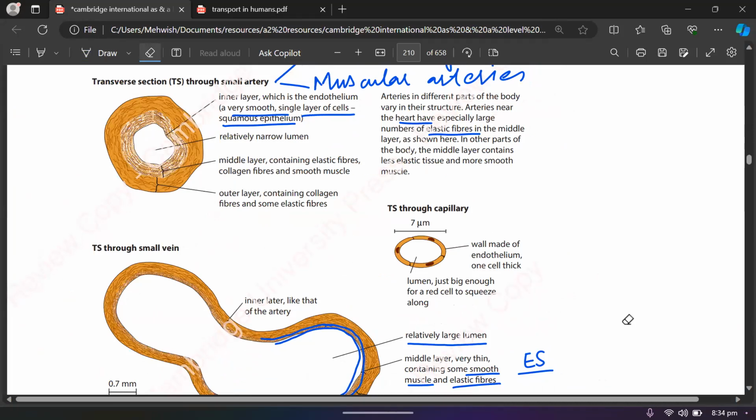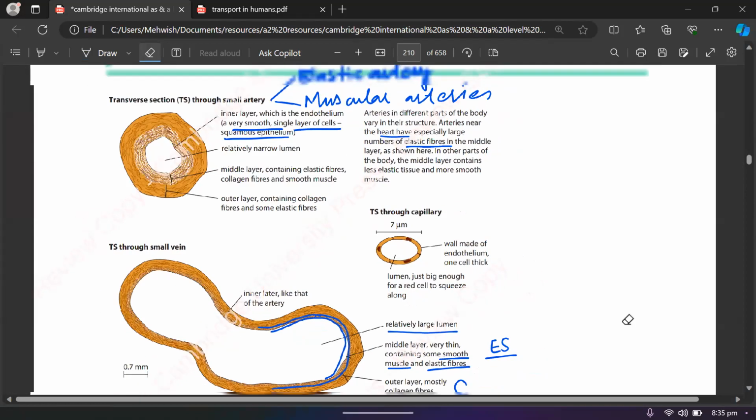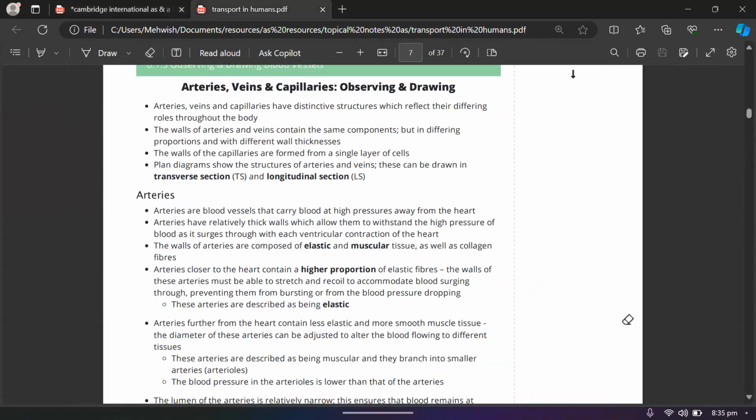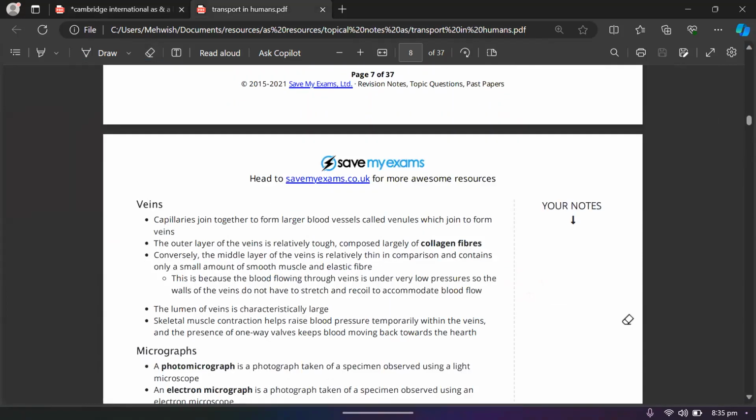Epithelial cells are basically of four types: squamous epithelium, which are flat epithelial cells, cuboidal, ciliated, and columnar. They are the four types of epithelial cells. The cells that make up the lining of the capillary and the inner lining of the vein are called epithelial cells. So this is the comparison between an artery, a vein and a capillary.